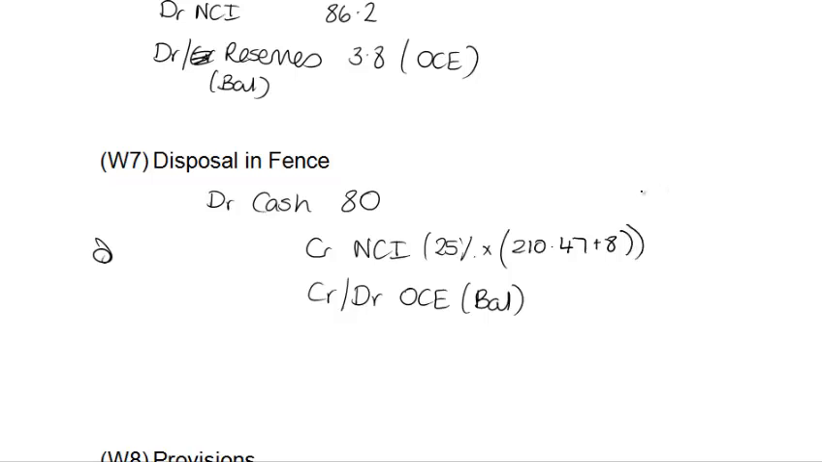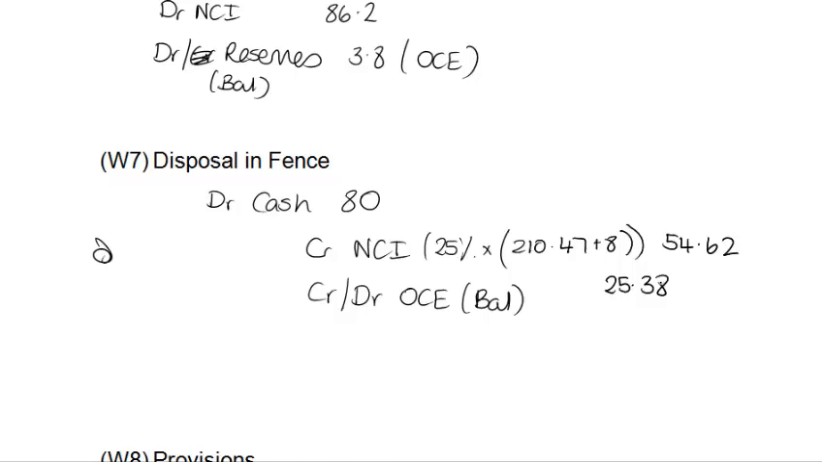So that gives us a figure of 54.62 to give to the NCI, and the balance goes to OCE. It's 25.38. But if there were 2 marks available for that disposal in the exam, you would have picked up 1 mark effectively for just setting out the nature of the journal and trying to come up with some numbers. So as long as you know the principles, you'll pick up marks for those principles.